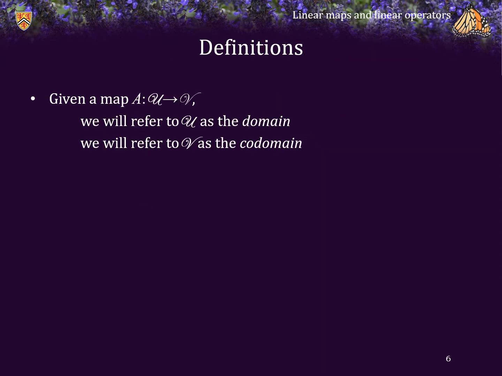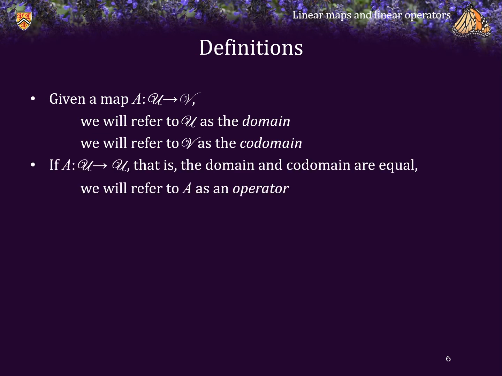Now, given a mapping A, mapping the vector space U onto the vector space V, we will refer to U as the domain of the mapping A, and we will refer to the vector space V as the codomain of the mapping A. Now, if A is a map that takes vectors in U and maps them to other vectors in U, that is, the codomain and domain are the same, we will say that A is an operator.